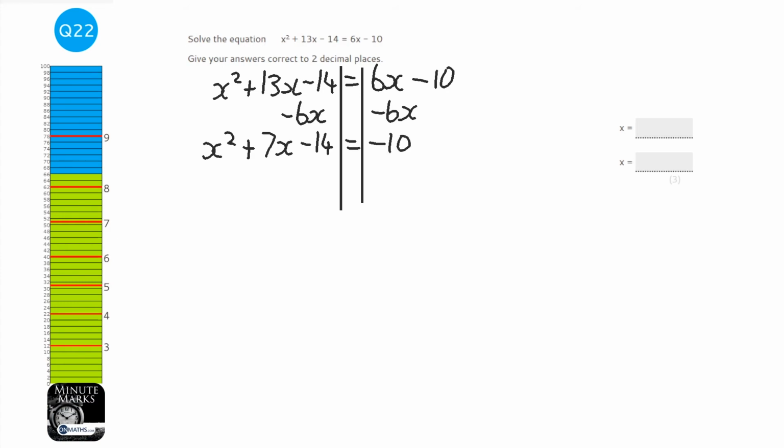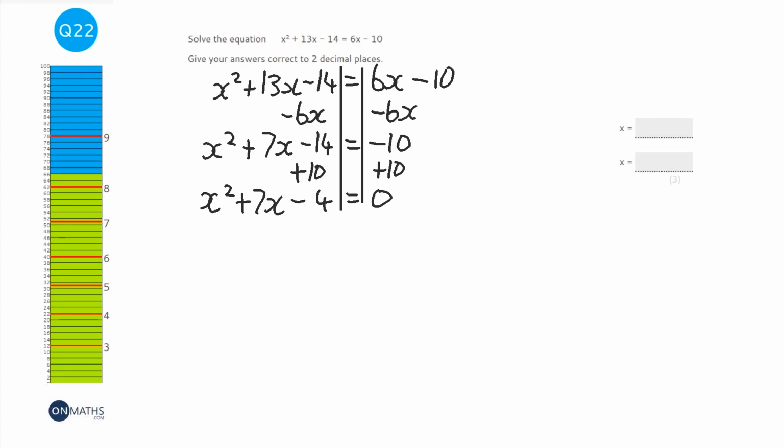And then I'm going to get rid of that minus 10, so I'm going to add 10 to both sides. So it's going to be x squared plus 7x minus 4 equals 0. Now the first thing I do is look at it and go, can I factorise it? Well, given the fact that it wants an answer correct to 2 decimal places, that's a bit of a hint that you're not going to be able to factorise it, because when you factorise it, you'll normally end up with a much nicer number.